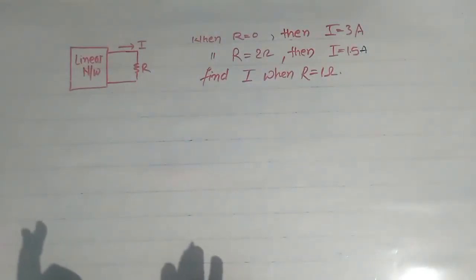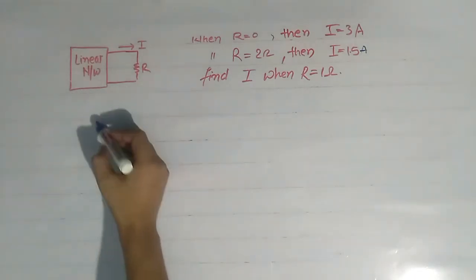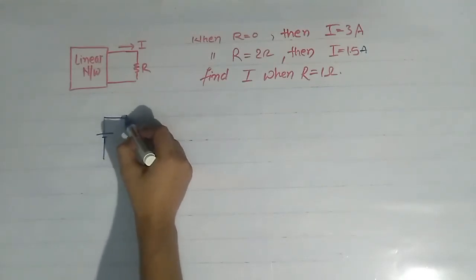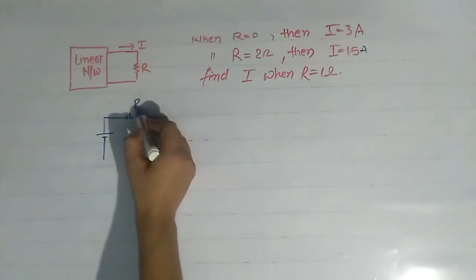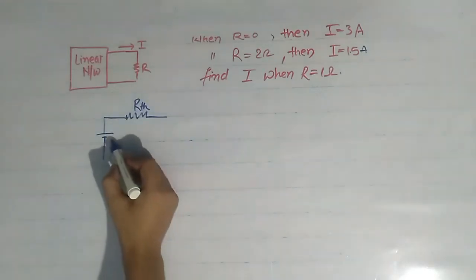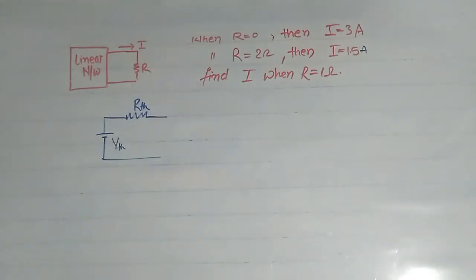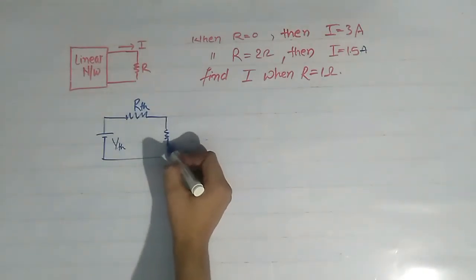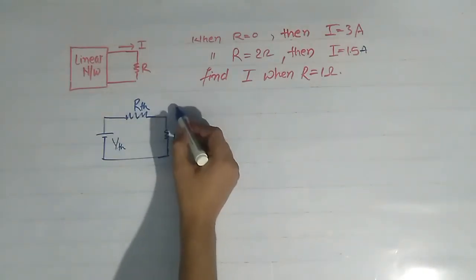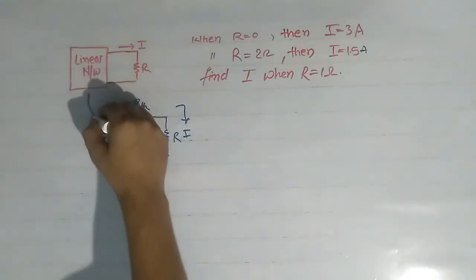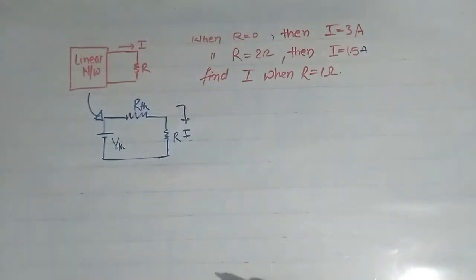So to solve this problem, we use the concept of Thevenin's theorem. This network can be represented by a voltage source connected in series with a resistance. This is RTH, and suppose this is voltage VTH. Now this is connected through this resistance R and current through this resistance is I. This linear network is represented by a voltage source in series with resistance as per Thevenin's theorem.